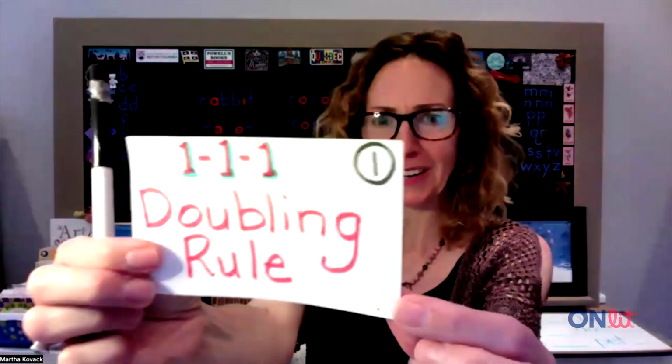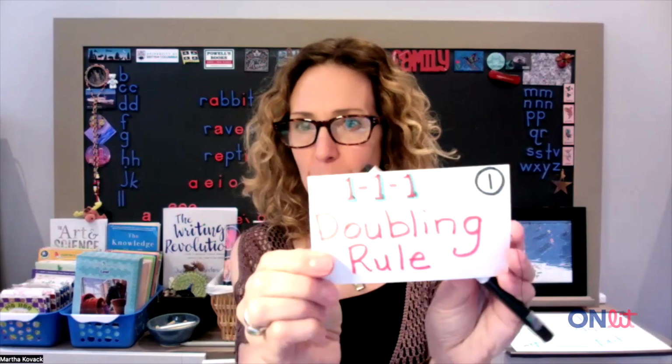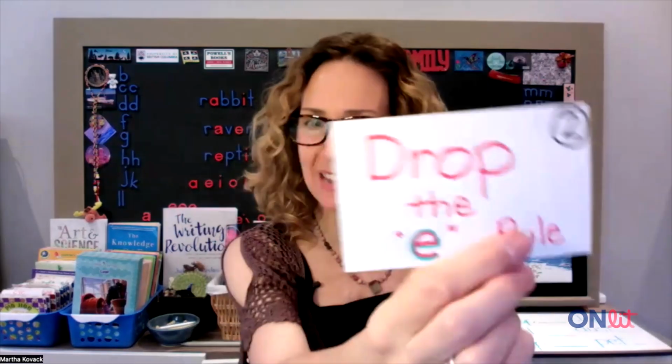What is the doubling rule, you ask? In English, we have 3 major spelling rules, and they all have to do with when we have a base word and we need to attach a suffix to the end. And so the 3 rules are the doubling rule, the drop the E rule, and the change Y to I rule. And we'll cover those 2 in a different video.